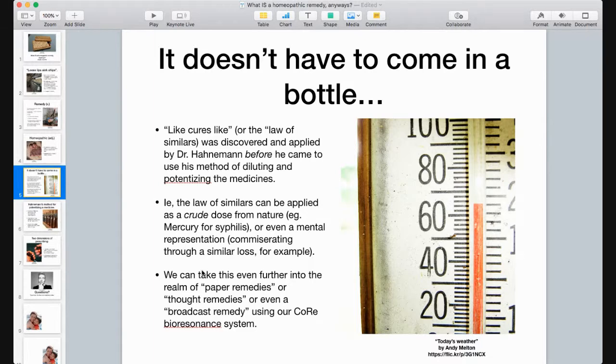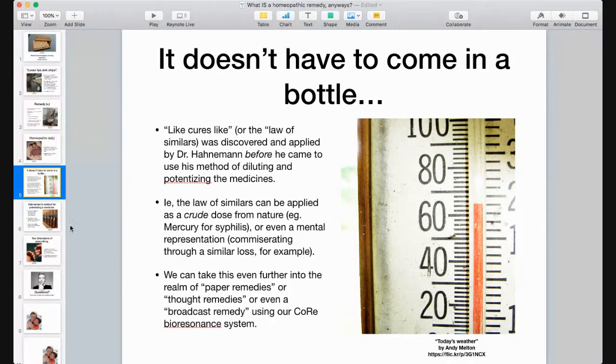And that's where even a paper remedy, a thought remedy, or even when we broadcast a remedy using our core bioresonance system, even when the person isn't in the same room, we can still broadcast that remedy, and based on the law of similars, there will be a medicinal action that takes place.